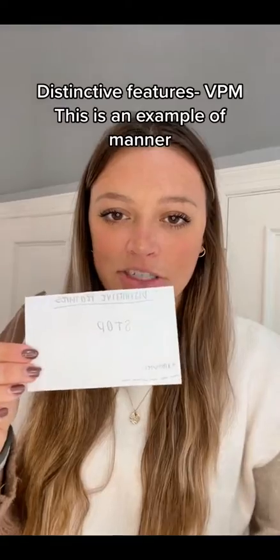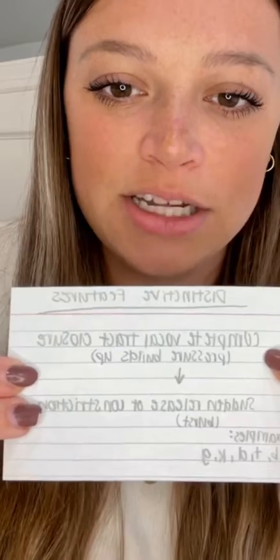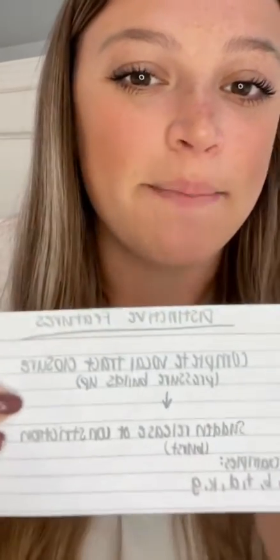So I would also do it for distinctive features, and on this one I have stop, and then on the bottom I put examples, and I put a line for each of the examples that I'm going to have on the back. So on the back I have what a stop is, and that's the complete vocal tract closure where the pressure builds up and leads to a sudden release of constriction. So that's kind of like that burst.